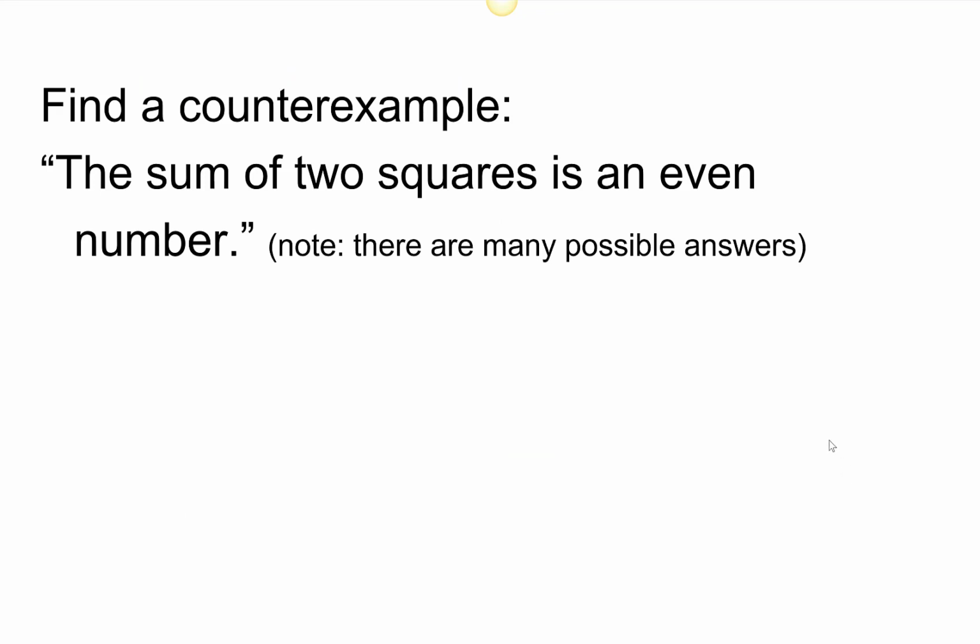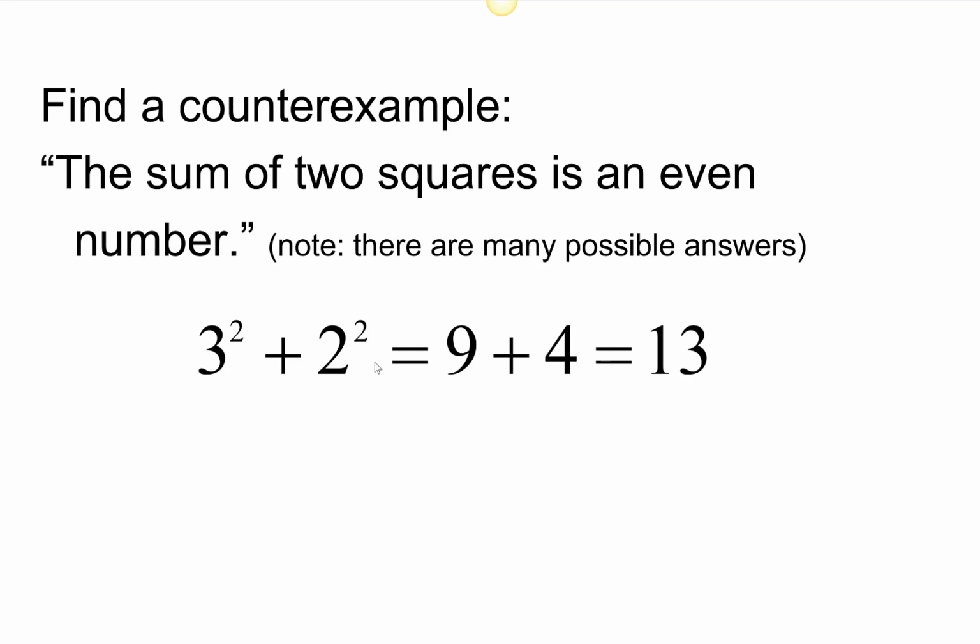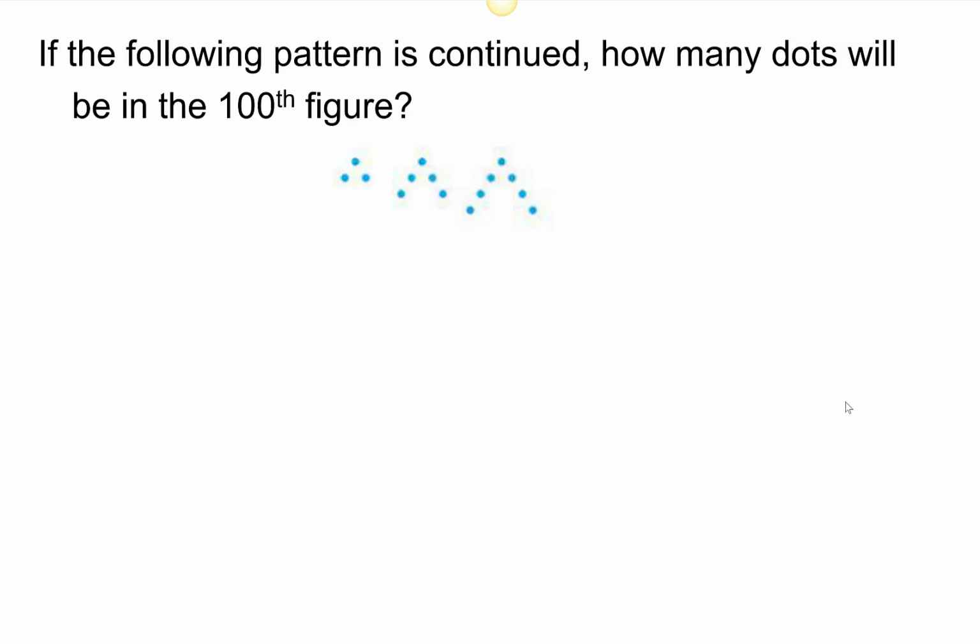Here's another one. The sum of two squares is an even number, and there are many possible answers here. So 3 squared plus 2 squared, 9 plus 4 is 13. That's not an even number. Here's another example. 1 squared plus 2 squared, 1 plus 4 is 5, not an even number.